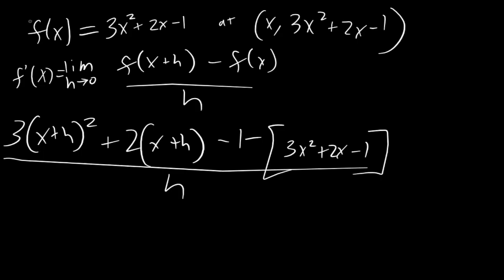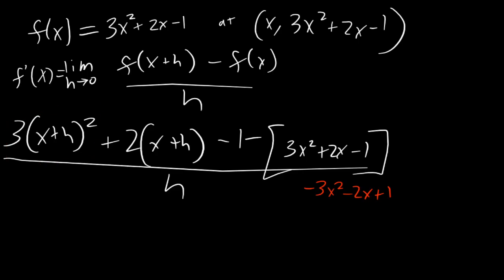I'm gonna write this in a different color. We're gonna distribute the negative first. Okay. So let's get negative 3x squared minus 2x plus 1, because a negative times a negative is a positive, so we're going to get plus 1. And then let's see what we got over here.